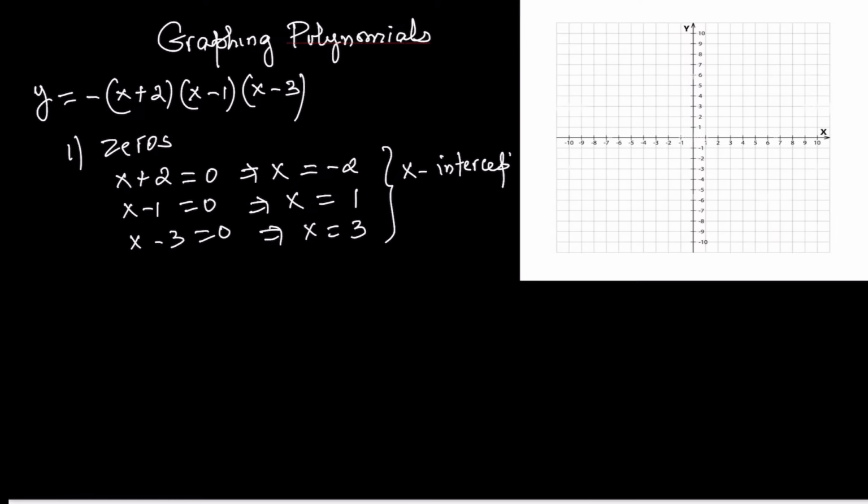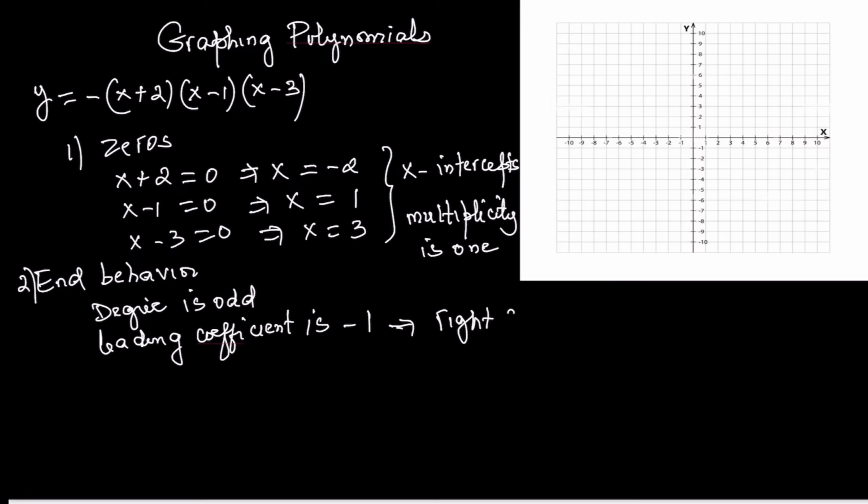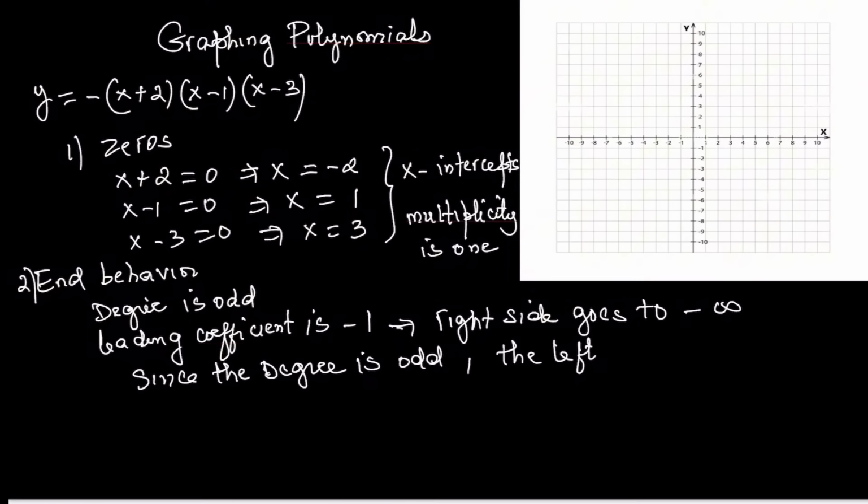each intercept. Step 2. End behavior. We have three x factors, so the degree is 3, which is odd. The leading coefficient is negative, so the right side of the graph goes to negative infinity. Odd degree means opposite ends, so the left side must go to positive infinity.